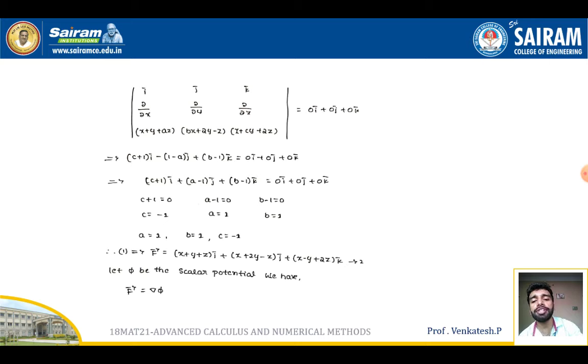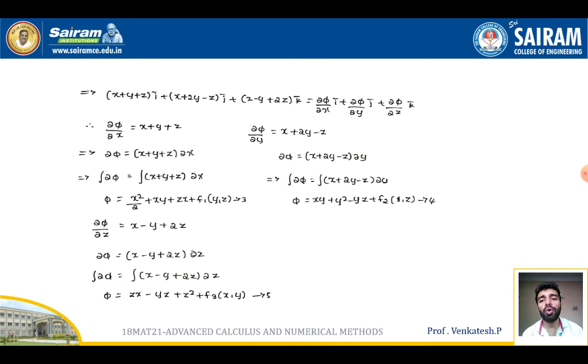So I'll be getting f is equal to (x + y + z) i cap + (x + 2y - z) j cap + (x - y + 2z) k cap. Call this one as equation number 2. So the next step is I want to estimate the scalar potential pi. For that, the condition is f is equal to del pi. So from this equation, I'm going to estimate the scalar potential pi.